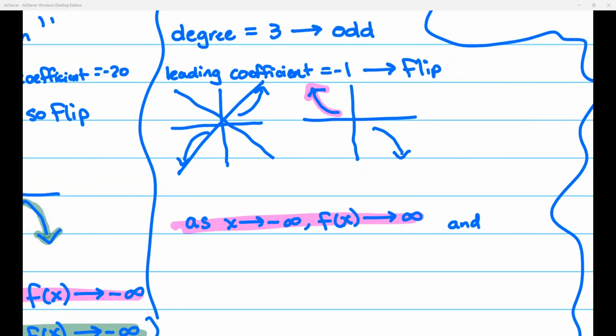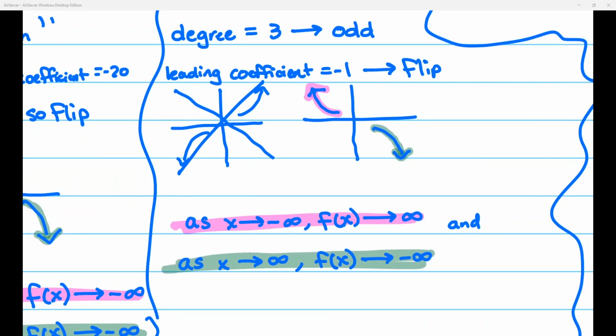For the right side of my graph, I'm going to say as x approaches positive infinity, that's the way of me saying as I go to the right, my x's are going to infinity. As x approaches positive infinity, as I go to the right on my graph, what's happening to my y's? Well, my y's are going down. So I say f of x approaches negative infinity. That's me describing the green part of the graph. Again, I have no idea what's happening here in the middle of the graph. I just know how my graph is going to end up. Okay.